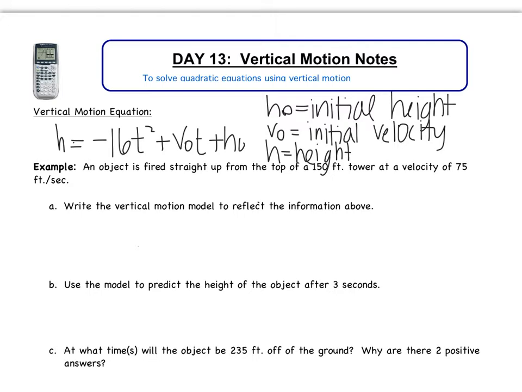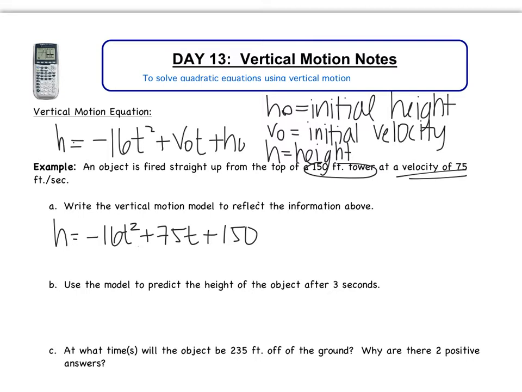So if we think about this, we're at the top of a tower, we shoot off this object, it's going to rise for a while, but then eventually it's going to start coming back down again. So it's going to be an upside down parabola. So for part A, we're going to have to write our vertical motion equation. So we're going to get h equals negative 16t squared plus, it says we have a velocity of 75, so plus 75t plus, and then we are at a 150-foot tower.